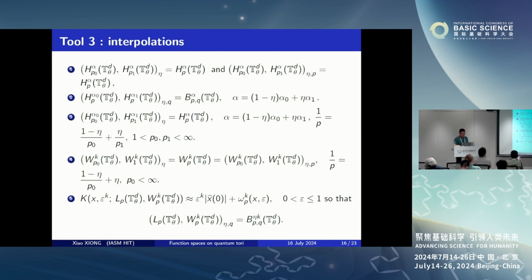The third one is kind of easy to understand, which is interpolation, because at least the interpolation theory was first constructed for Banach spaces. But here all these spaces are Banach spaces, so we can use this very easily. So for example, the potential Sobolev space, and this is the complex interpolation, and this is the real interpolation. And also the last one is the K functional, which is the K functional for the real interpolation method.